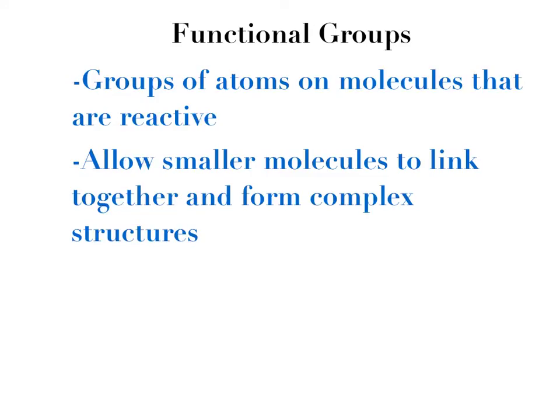In order to understand how carbon-based molecules can form these large, diverse groups of molecules, you need to have an understanding of something called functional groups. Functional groups are groups of atoms on molecules that are highly reactive. They're found on the sides of a molecule, the ends of a molecule. They may only be made up of 2 atoms, or they may be made up of dozens of atoms, but these small groups are very reactive. So this allows smaller molecules to link together through chemical reactions in order to form these larger, more complex structures that we see in living cells.